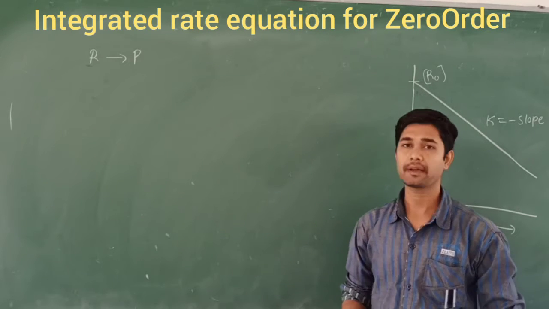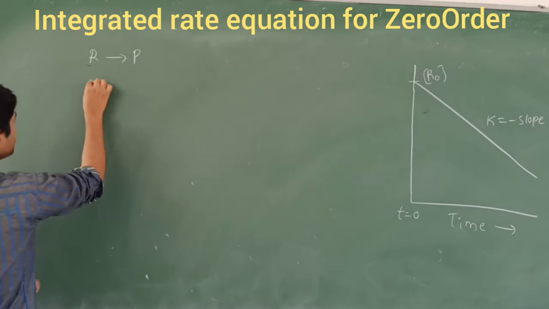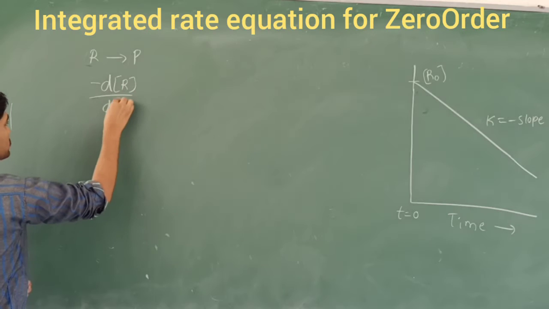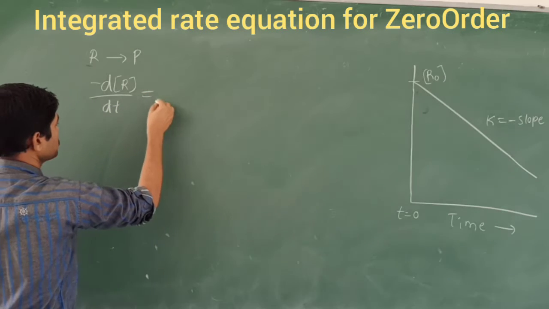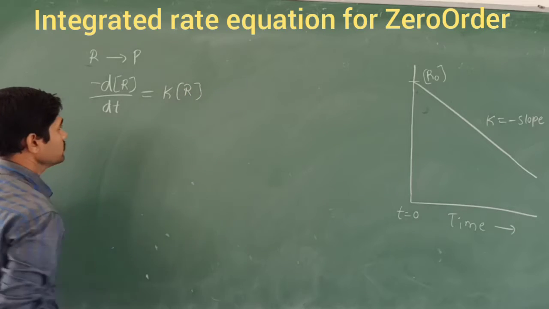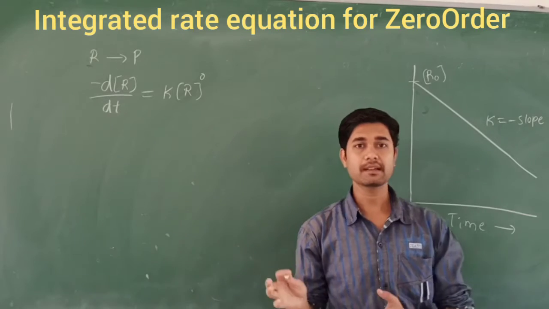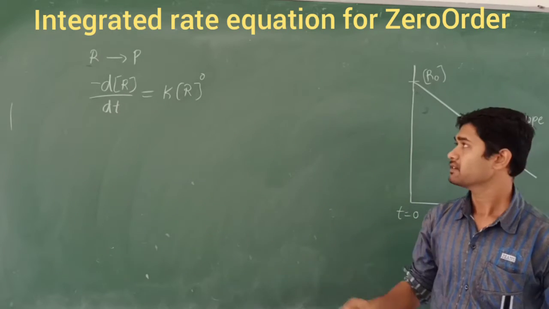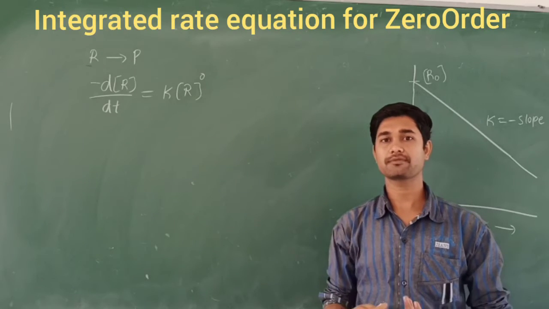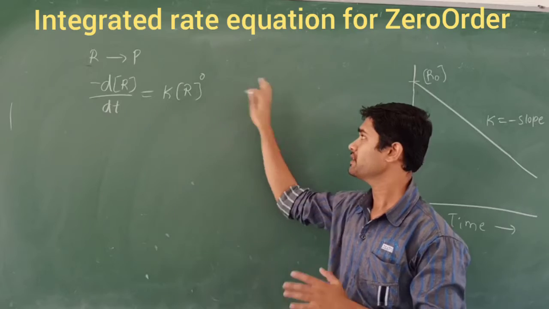Now I am going to apply the differential rate equation here. That is the change in the concentration of the reactant with respect to time, that is, minus dR by dt is equal to k into the concentration of the reactant R to the power 0 here. Why? Because this is a 0th order reaction, so I am going to take the power as 0. The sum of the powers of the reactant must be 0, that is, the order of the reaction should be 0 here.